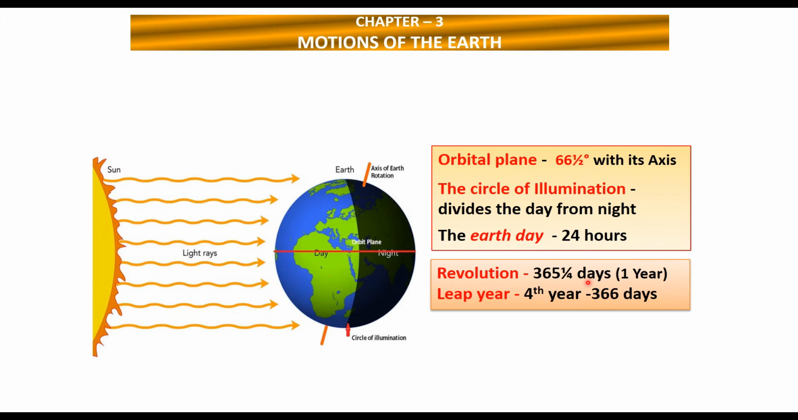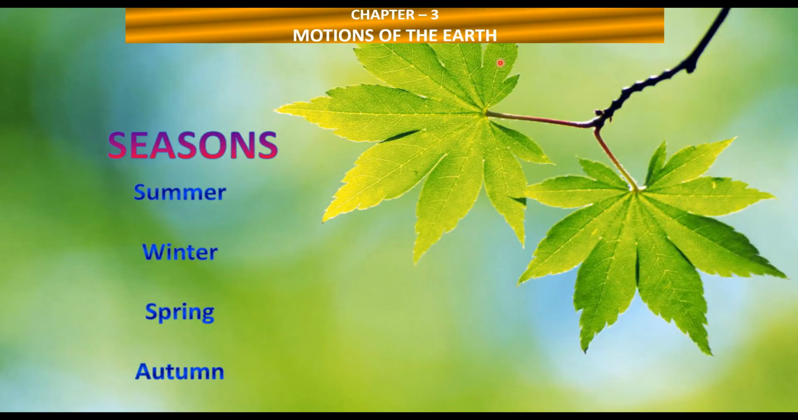This extra day is added in the month of February. So every 4th year, February has 29 days instead of 28. Such a year with 366 days is known as leap year. A year is divided into seasons: summer, winter, spring and autumn.